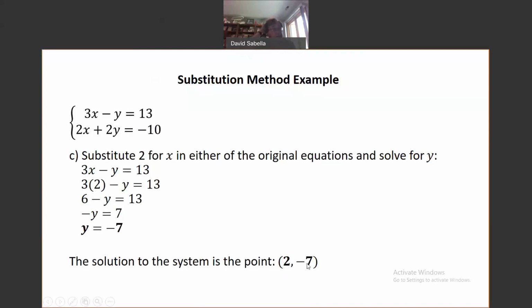Now, I want to mention this. If you want to check your answer, one of the things you can do is take that substitution x equals 2 and plug it into the second equation. When you plug it into the second equation, you must get the same y value. And if you do get that same y value, then you know you got the right answer. Okay? If you got a different answer, then you made a mistake somewhere along the line. So that's a really good way to check, and it's an easy way to check your answer.